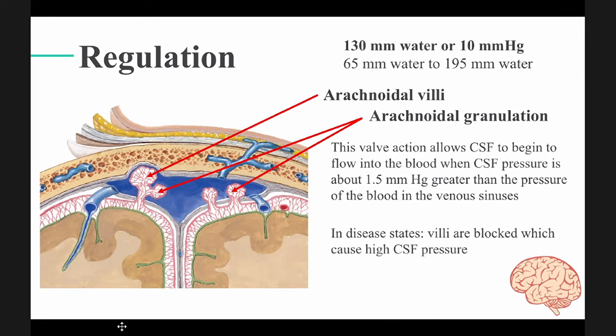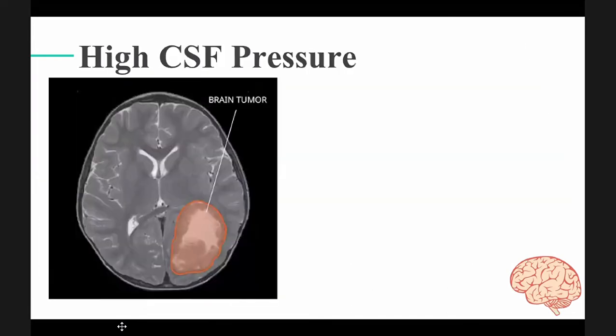So if there is a blockage to this villi, it would result in an increase in the volume of the CSF, as well as an increase in pressure. If there is a brain tumor, it would elevate the CSF pressure, and that's because you are blocking the reabsorption of the CSF. The arachnoid villi will be blocked because of this brain tumor.